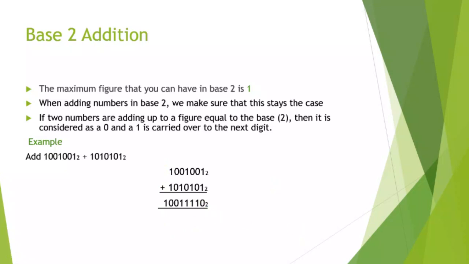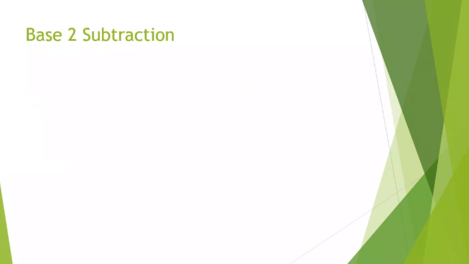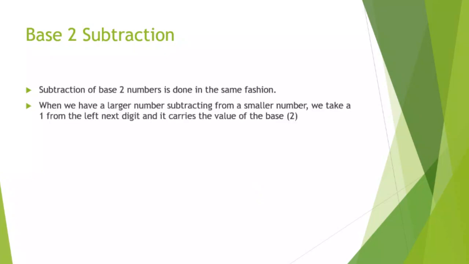You might meet some cases where you are supposed to subtract numbers in base 2. When subtracting in base 2, we use the same fashion as when we subtract in base 10. When a smaller number is being subtracted from a larger number, we take a 1 from the next digit on the left, but it does not carry the value of 10 now. It carries a value of 2 because we are in base 2. So if you are subtracting numbers in base 4, the 1 that you take from the other digit is going to carry a value of 4. So quickly, let's do this example.